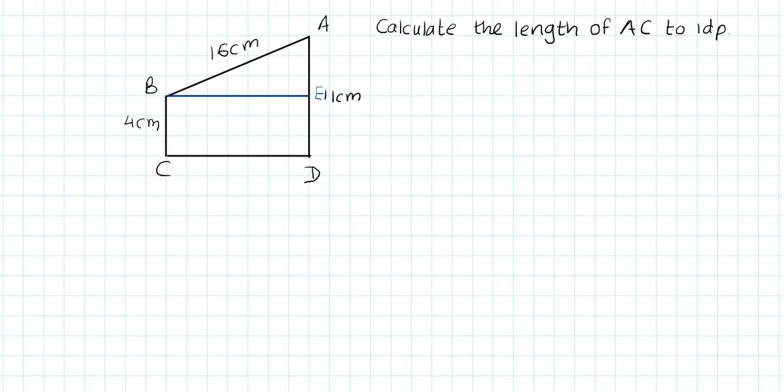BCDE is a rectangle, so that means this length here is 4 centimeters. The whole length is 11 centimeters, as we could see in the original diagram. So that means this length here has to be 11 minus 4, which is 7 centimeters. So what I'm going to do is redraw this triangle ABE over here.